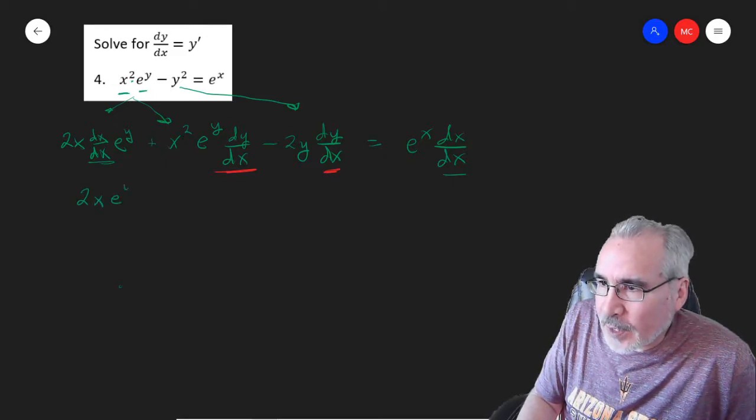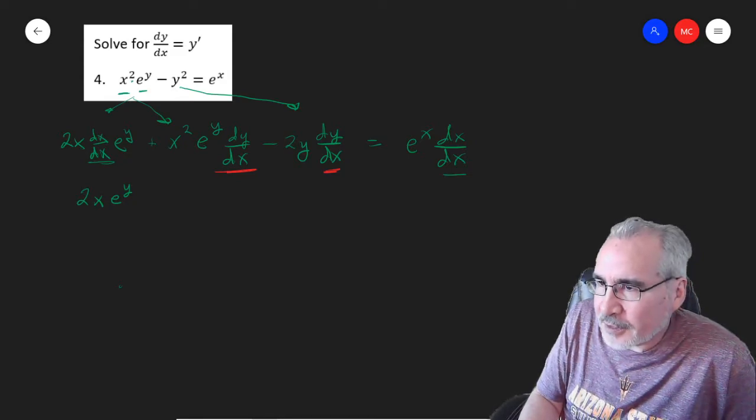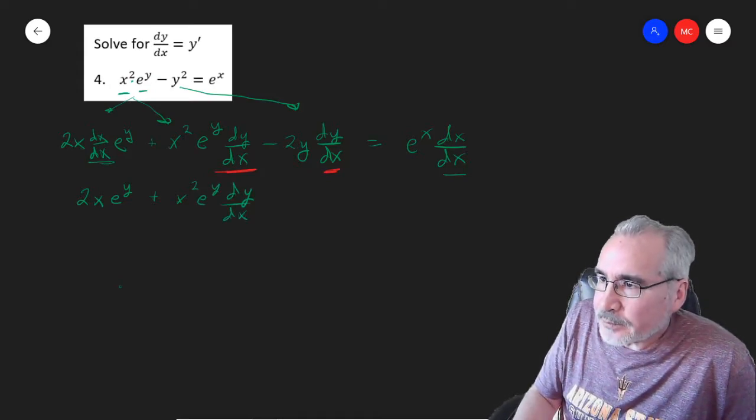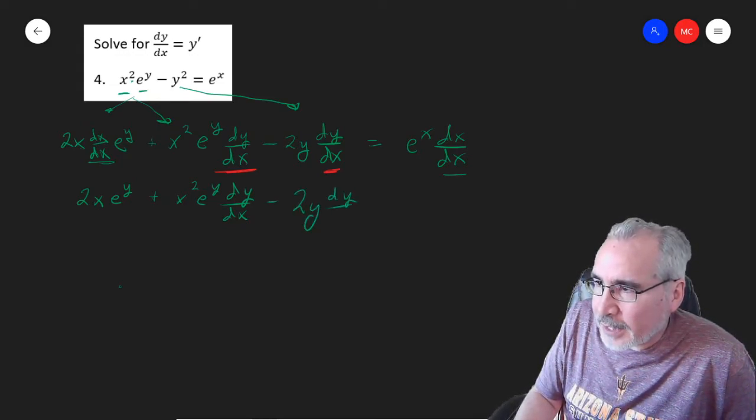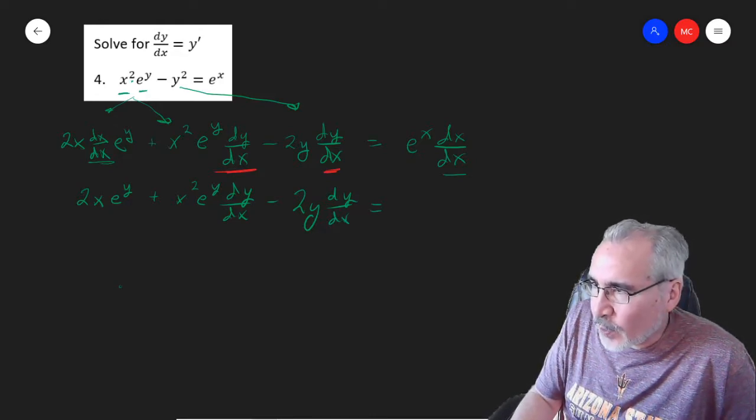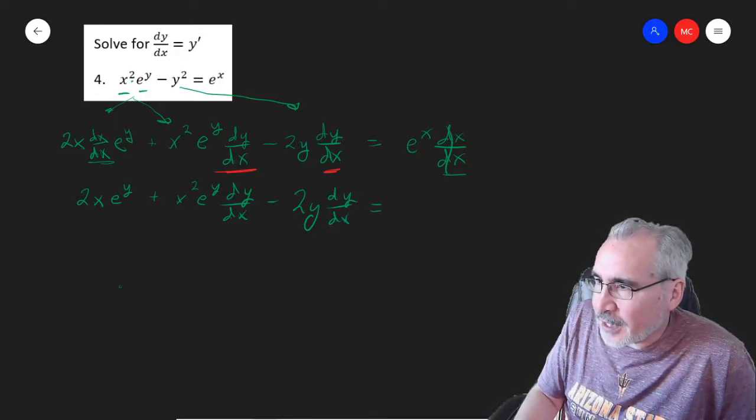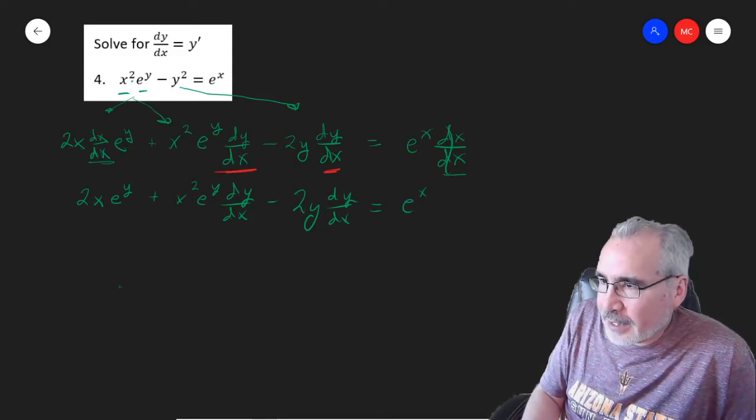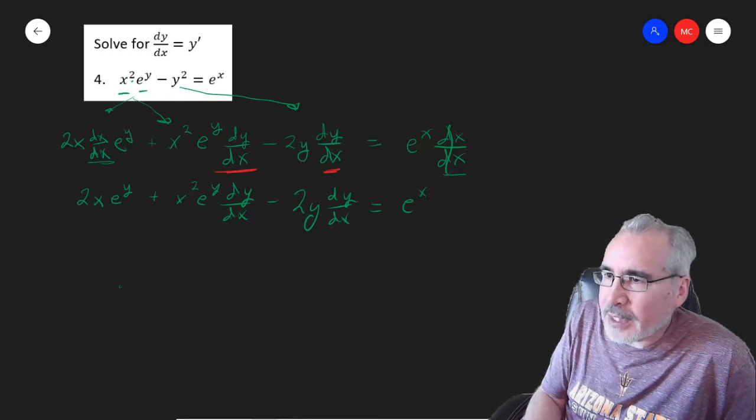2x e to the y. See, it looks like nothing much. Well, no, we took the derivative here, so okay, that's good. Plus x squared e to the y dy dx minus 2y dy dx equals, this dx is 1. I'll write that. So this is just e to the x. And again, we want to clean this up since we're solving for dy dx.